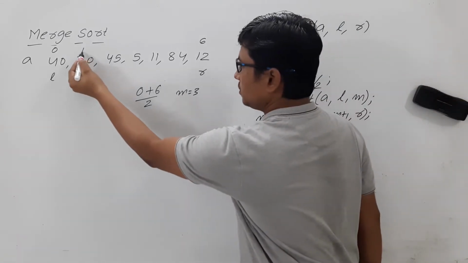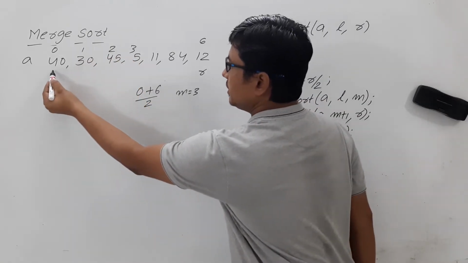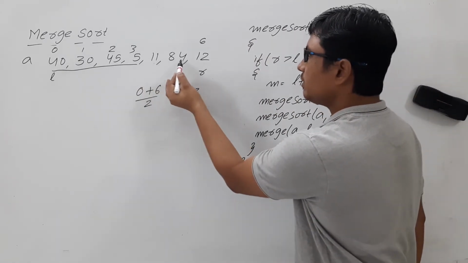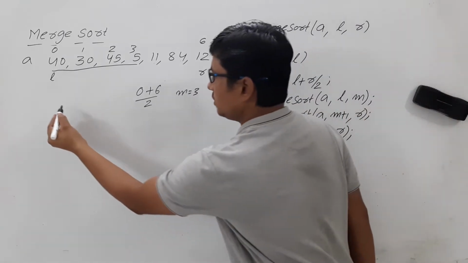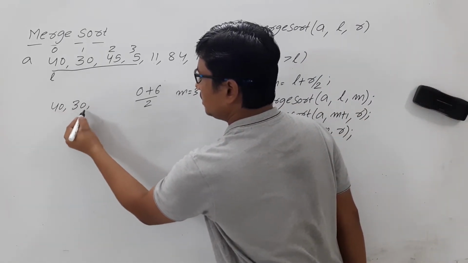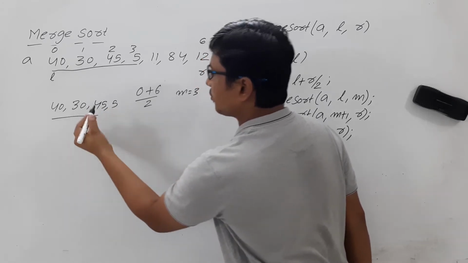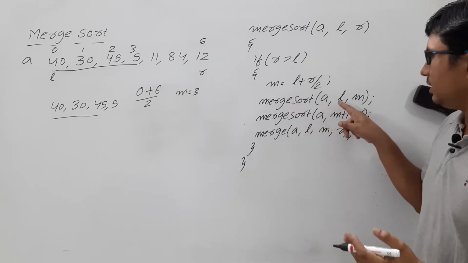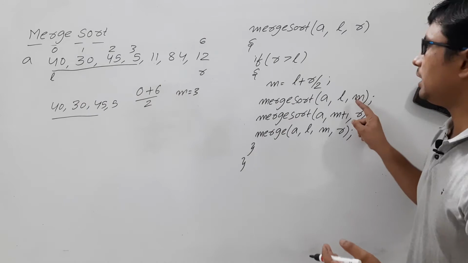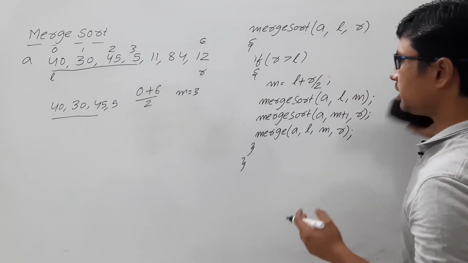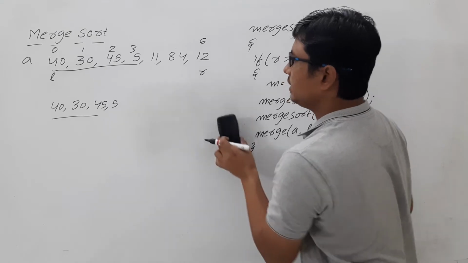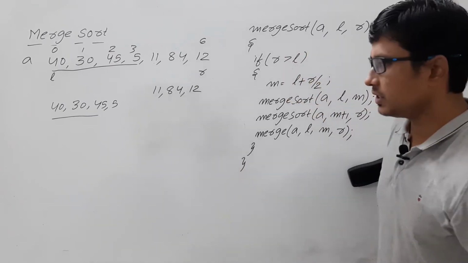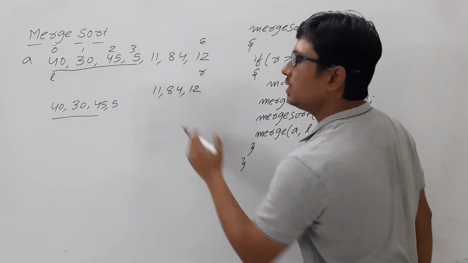So you need to take the elements 40, 30, 45 and 5 to one array and 11, 84, 12 to another array. For 40, 30, 45, 5 you need to again perform merge sort. Are you able to understand? Because this is what we have written: merge sort on the array A from L equal to 0 to M, which is equal to 3. So these elements you will take as one array, and 11, 84 and 12 is another one. Is it clear? So we have divided this array into 2 sub arrays.